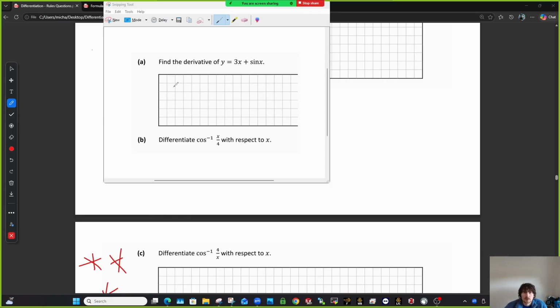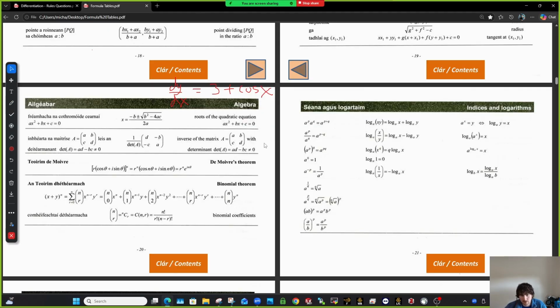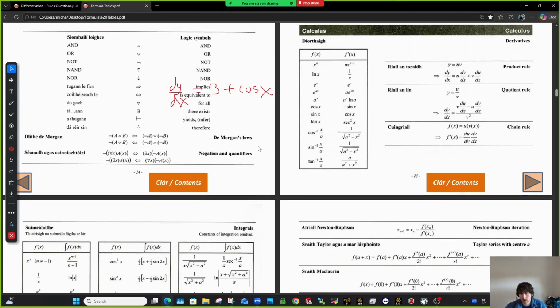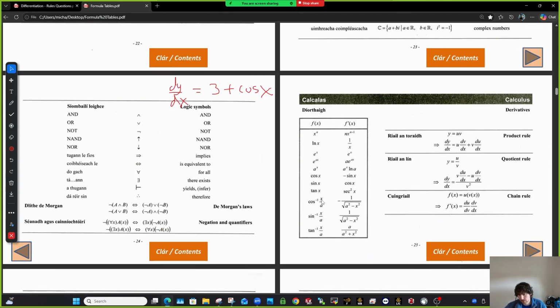So the first one's a bit of a gimme. It's straightforward stuff. dy dx is 3 plus cosine x. Okay. Derivative of that just leaves the 3, and then the derivative of this leaves cosine x. Now this is an inverse cos, right? So you've got to be careful with the inverse cos. They're not too bad when they're written like this, because this is like x over a. So you can just follow that from the tables book here. Inverse x over a, you just follow that there.